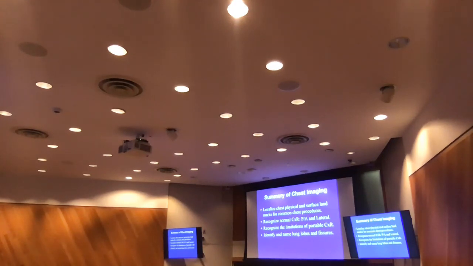The first fissure is called the major fissure. Major. It divides the lung into upper and lower halves. The upper half is further divided by a smaller line called the minor fissure, which divides the upper part into upper and middle lobe. Let's try the left side.